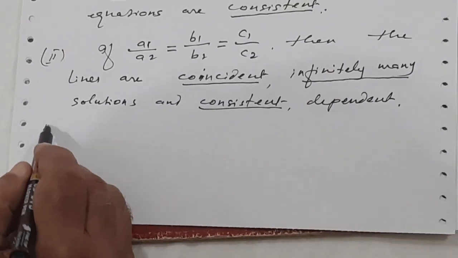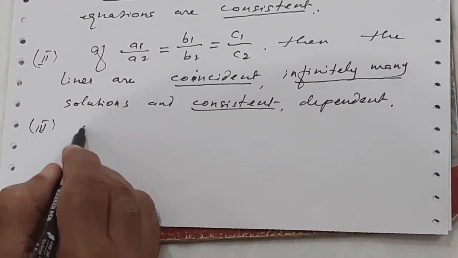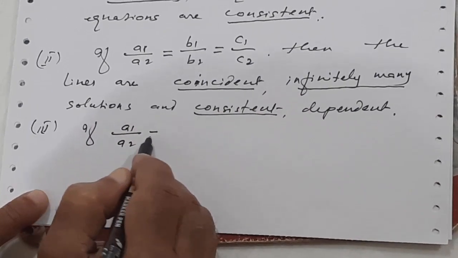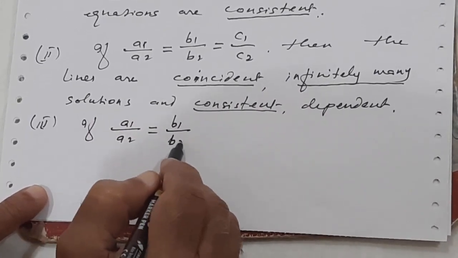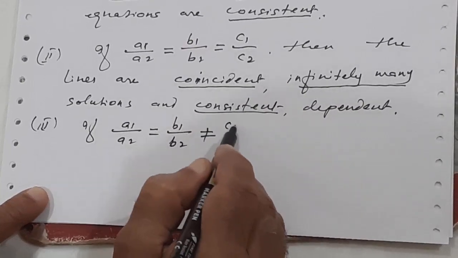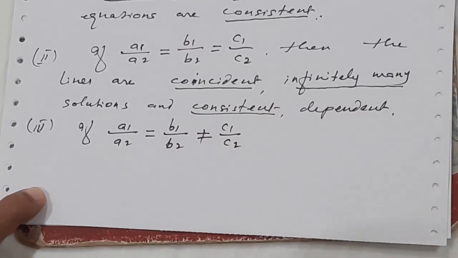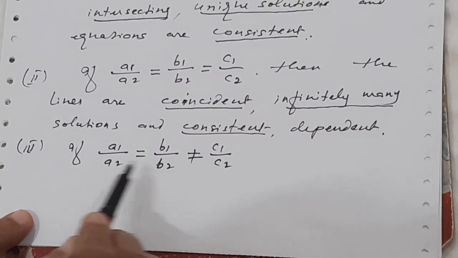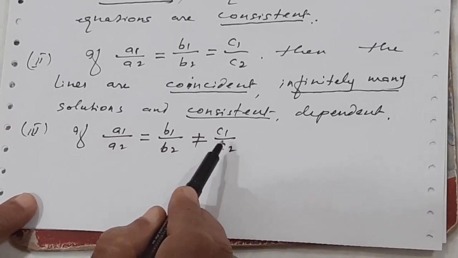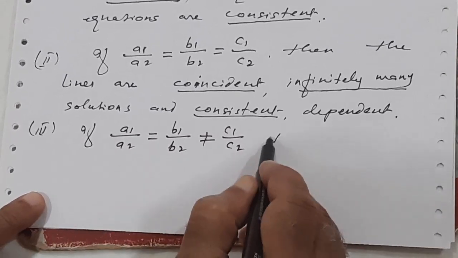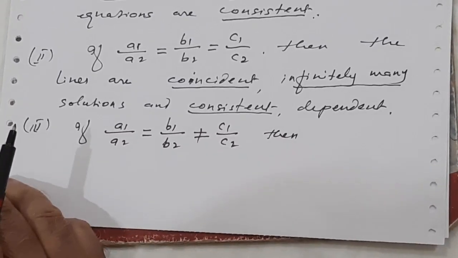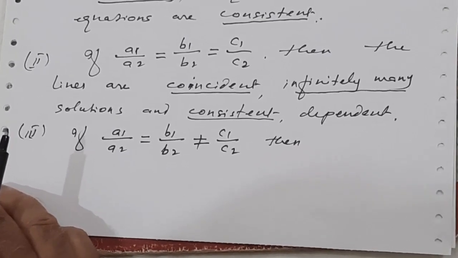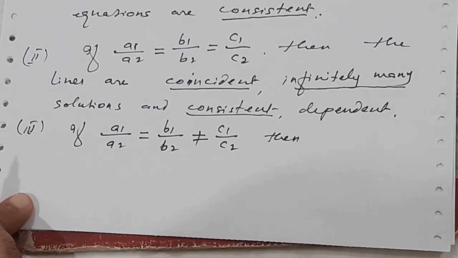Now condition number 3, this is the last condition. If a1 upon a2 is equal to b1 upon b2 is not equal to c1 upon c2. So here the third ratio is not equal. The first two ratios are equal and the third ratio is not equal to them. Then guess now, what will be the lines? Think in your mind. Try to find the answer on your own.